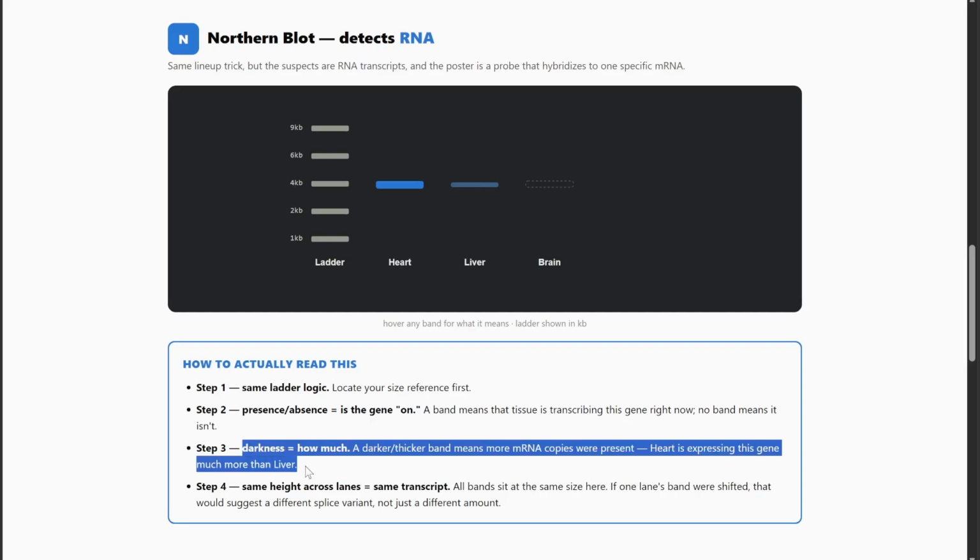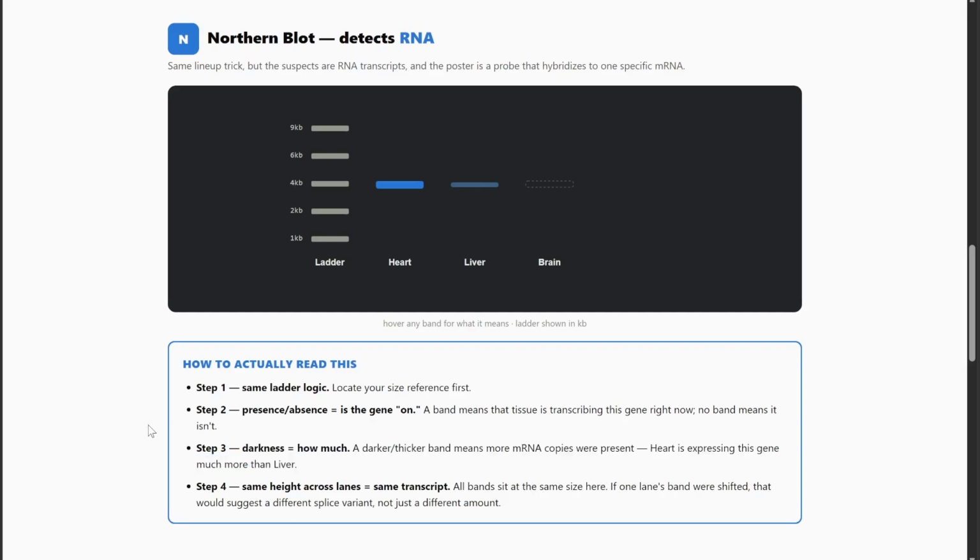The darkness is, by the way, a very oversimplified way to read it. When you get to practice problems, like a UWorld QBank, for example, it is going to be harder. Darkness is how much. So a darker, thicker band means more mRNAs are present. So this is dark and thick, right? And for presence and absence, a band means that the tissue is transcribing this gene right now. So let's say there was no transcribing. This would be just absent. There wouldn't be a dotted line like this. It just wouldn't show up.